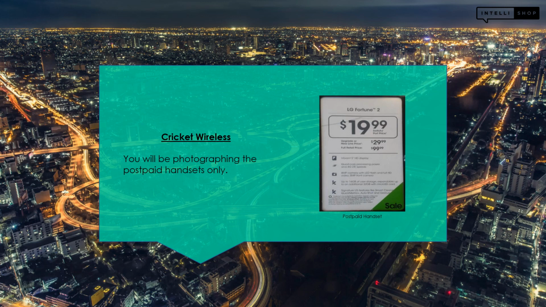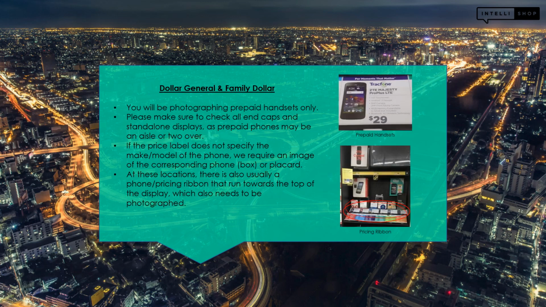For Cricket Wireless locations, you will be photographing the postpaid handsets only. For Dollar General and Family Dollar locations, you will be photographing prepaid handsets only. Make sure to check all end caps and standalone displays. Prepaid phones may be an aisle or two over.